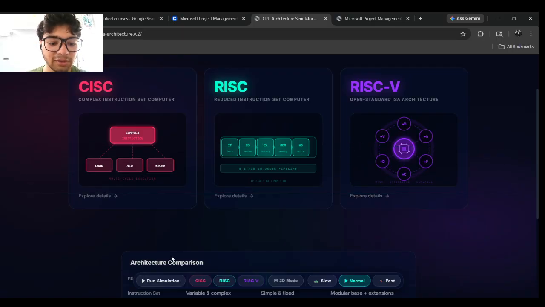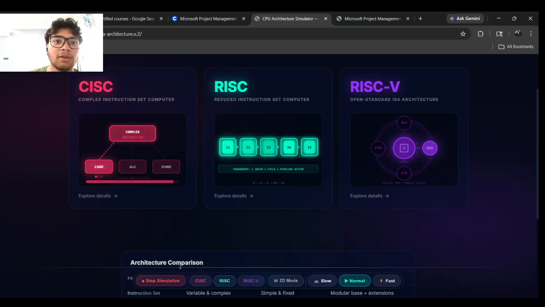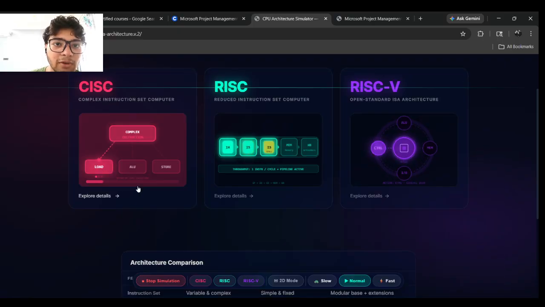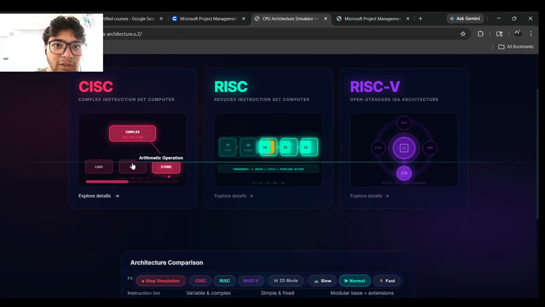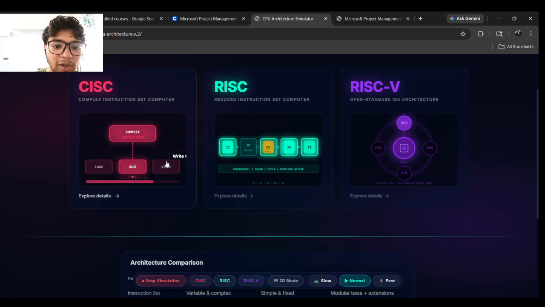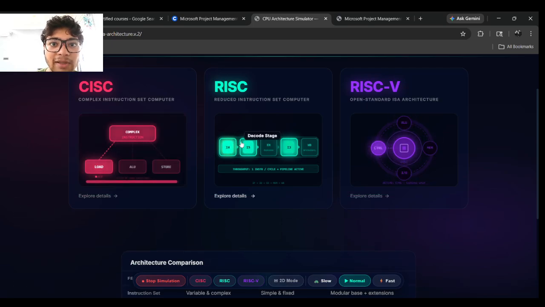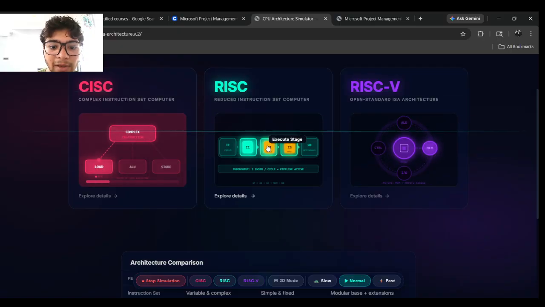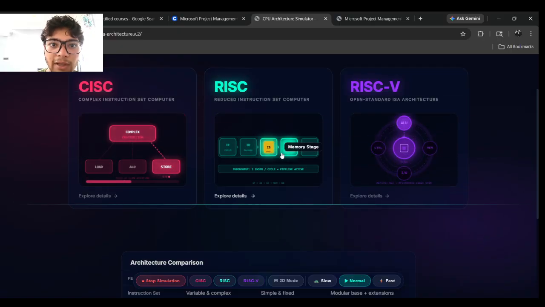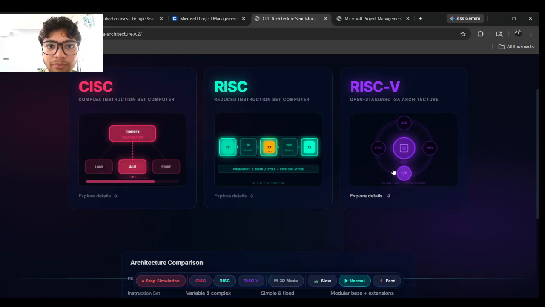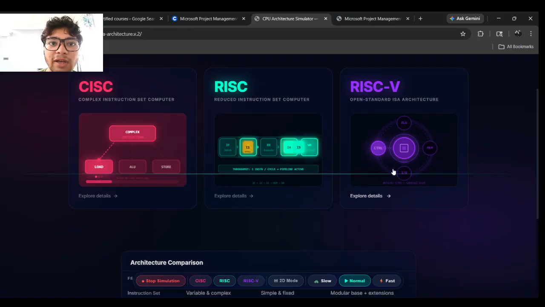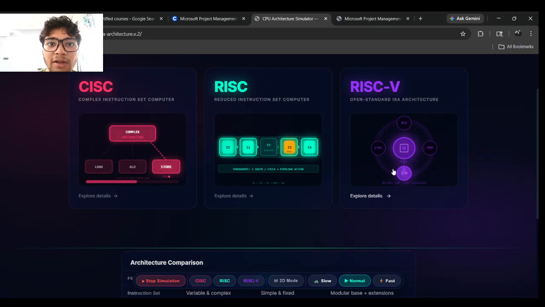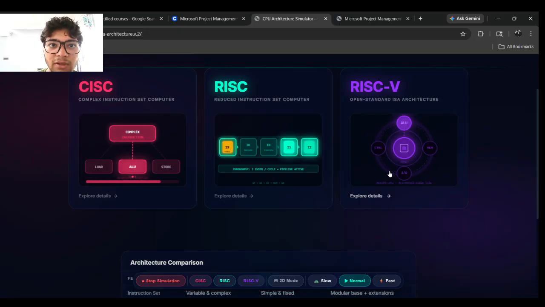Now I will run the simulation. As we can observe, in CISC, the instructions are executed step by step with multiple operations. In RISC, multiple instructions are processed in parallel through the pipeline, where we can also see the stall happening. In RISC-V, different modules are activated dynamically. This comparison clearly shows how each architecture handles instruction and execution differently.